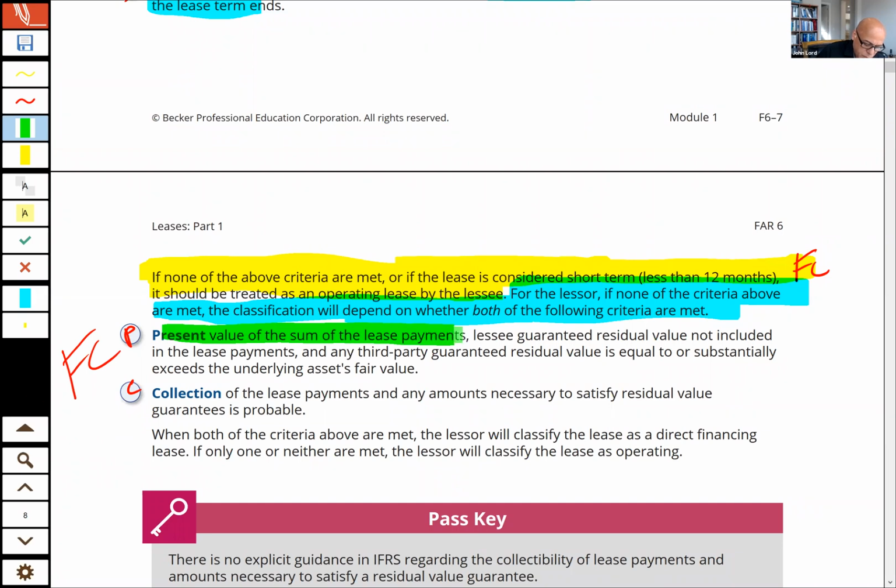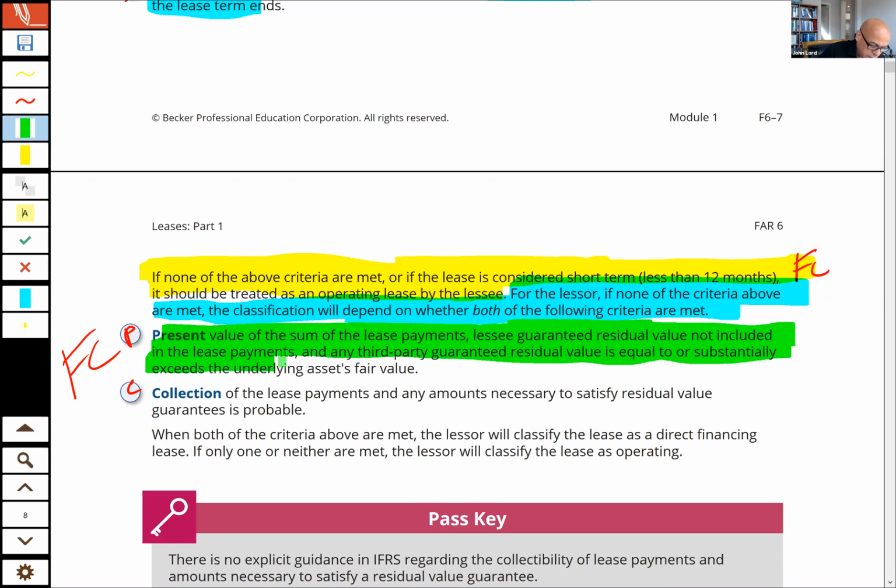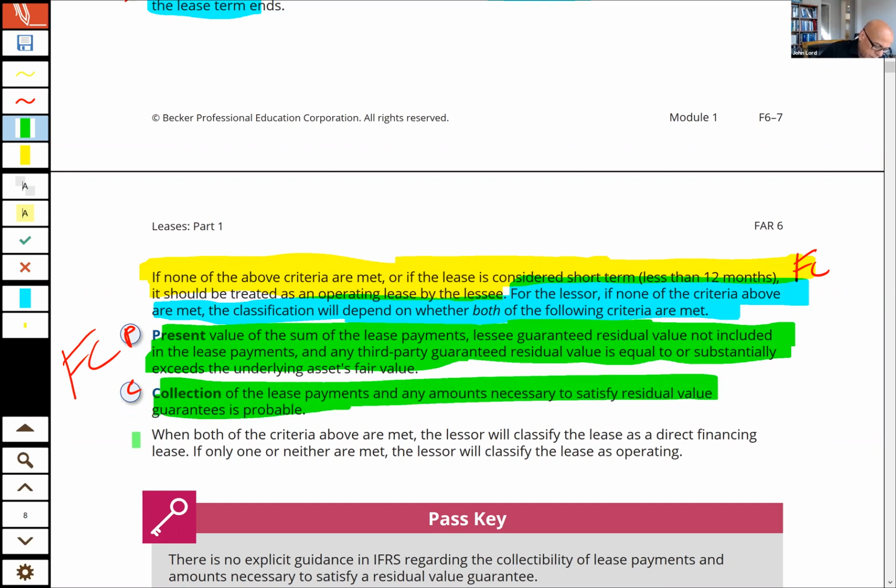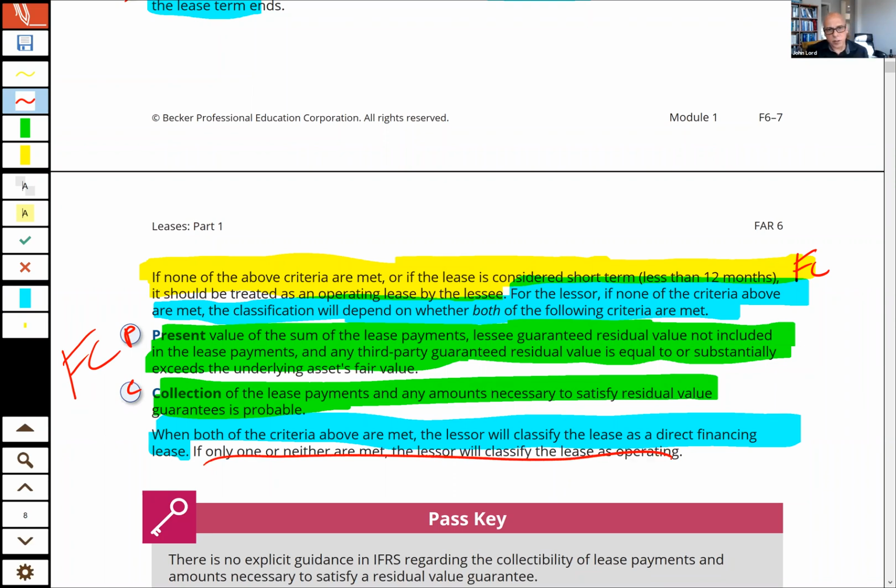Okay, the present value of the sum of the lease payments less lease guarantee value not included. So you're saying, well, wait a minute. I thought you said that if the present value of the lease payments and the guaranteed residual value met that, it was a finance lease. But what happens here if they've taken out what? They've taken out the guaranteed residual value. If you still have, even after you take that out, if the lease payments and the third-party guaranteed value is equal to or substantially exceeds the underlying asset's fair value. So if you take out that guaranteed residual value and it's still, then that's going to be considered a finance lease, and collection is reasonably probable. When both of the criteria above are met, the lessor will classify the lease as a direct financing lease. If one or neither are met, then it's going to be considered an operating lease.